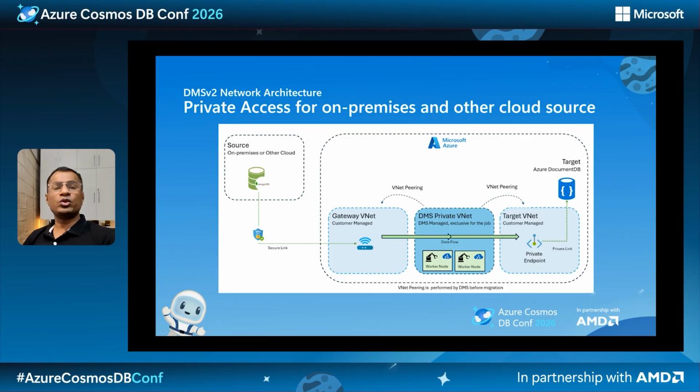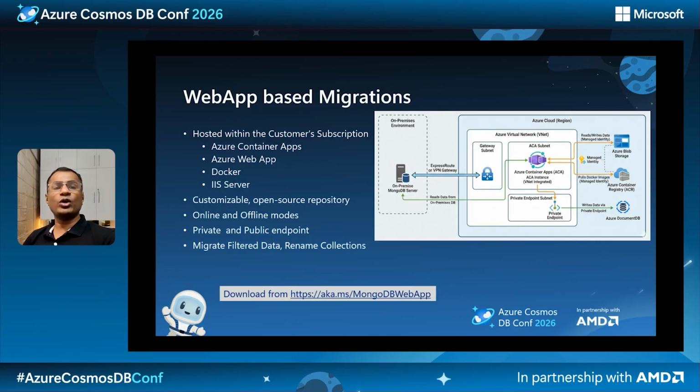So now that we have understood the connectivity, let's look at the next migration tool that we have. This is called the web app based migration tool. The difference between the two is that this is a customer hosted solution. So we give you a GitHub repo, which has the code, you clone it and you follow the steps that are provided in the repo and you deploy the solution inside your subscription, inside your VNet.